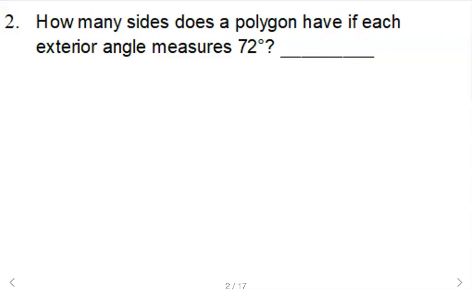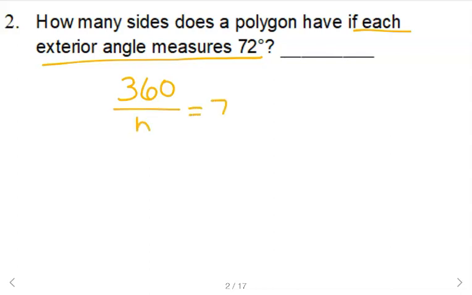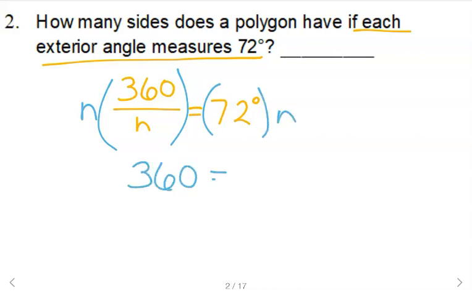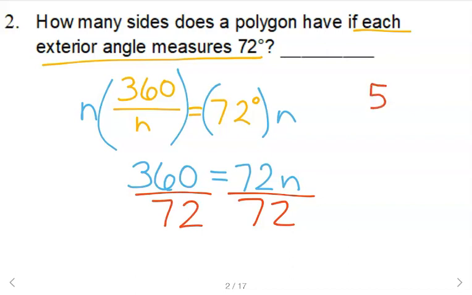Alright, how many sides does a polygon have if each exterior angle measures 72 degrees? So the sum of the exterior angles for any convex polygon is 360. If we divide that by the number of sides, we get the value of each exterior angle. To solve this, we can multiply both sides by n. So we have 360 equal to 72n. To get rid of multiplying by 72, divide by 72. And so we get 5 for the number of sides.